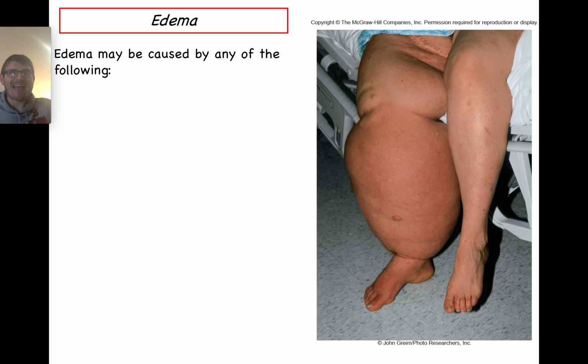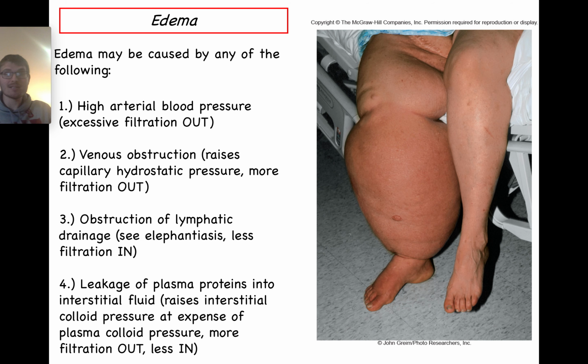So in addition to that, edema can be caused by any of the following, and all of these are going to play into the Starling forces that we just got done talking about. If we mess around with that equation in any particular way that either promotes extra fluid loss or inhibits fluid gain on the venous side, you can end up with edema, this fluid accumulation in the tissue.